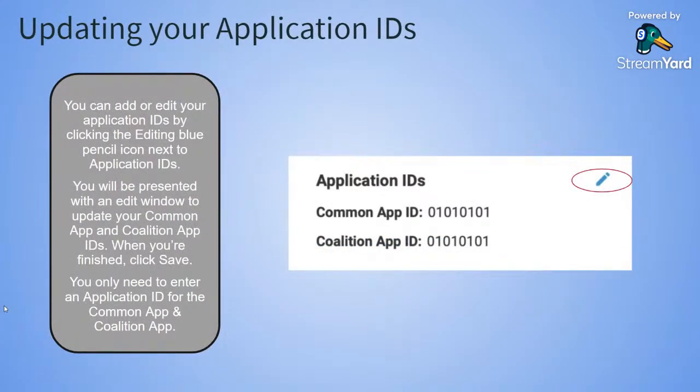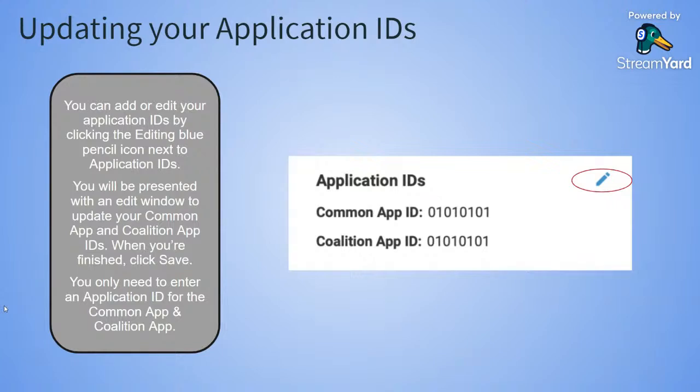And then once you actually want to update your application ID, because if you noticed in the other screen, putting in your application ID is not a required question. So you are more than welcome to bypass that question, and you can always come back later and put it in if you don't have it ready and handy when you're filling this in. The way you can update it is by simply clicking on the little blue pencil, and you'll be able to edit your Common App and Coalition application IDs.